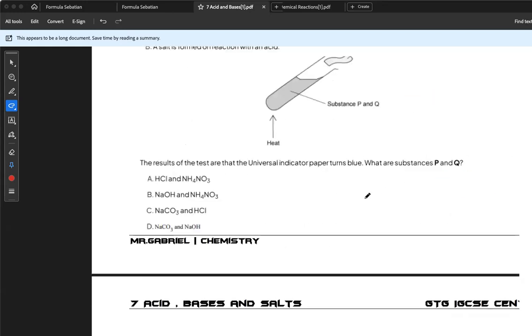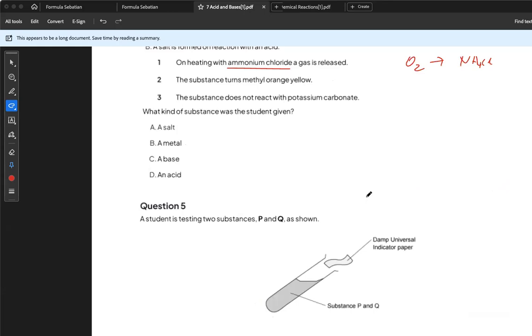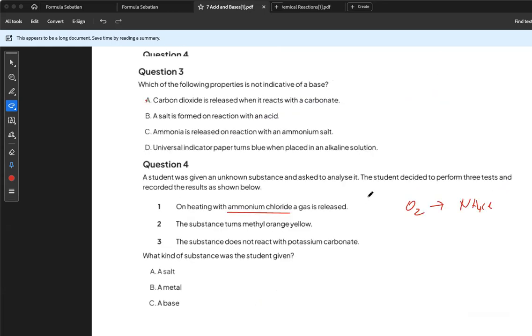Base is always, yeah. Alkali is a subgroup of base. So if let's say this is a base, right? Alkali will always be inside here, but not all bases are alkali.